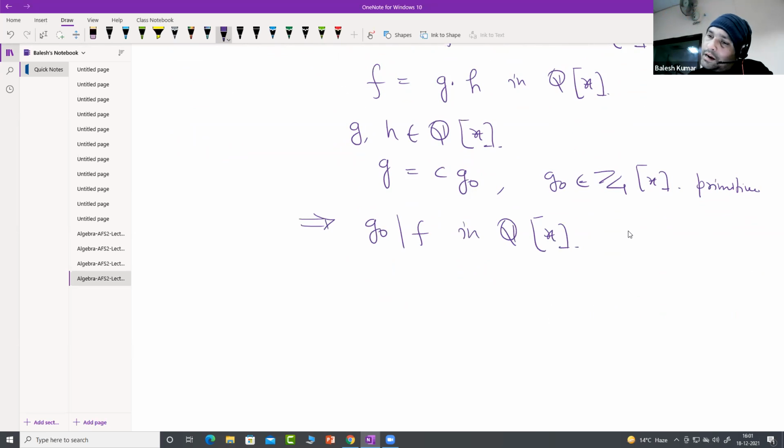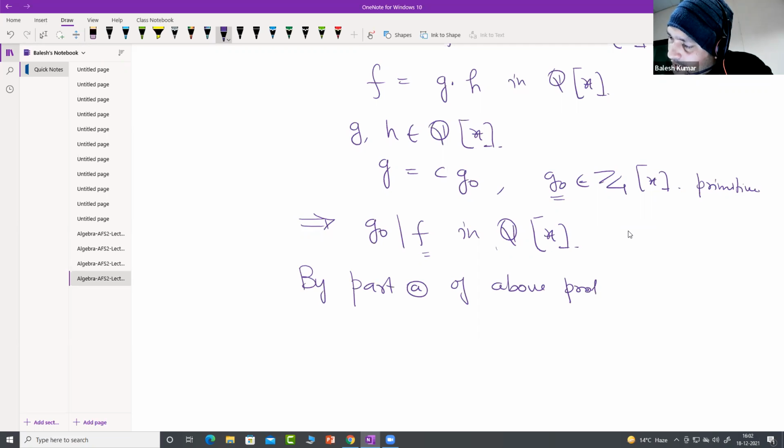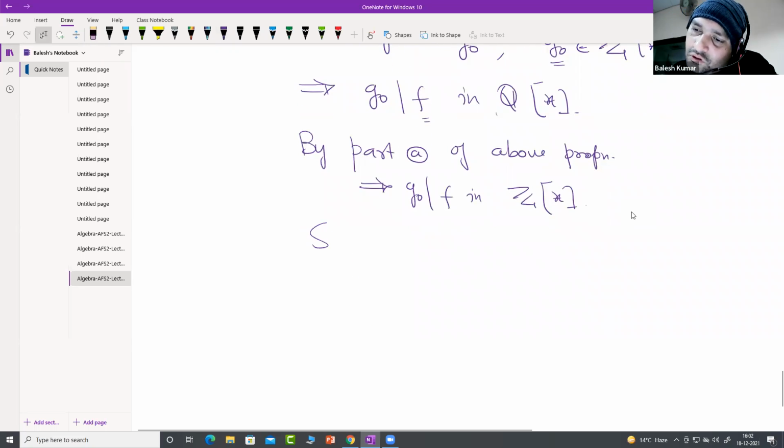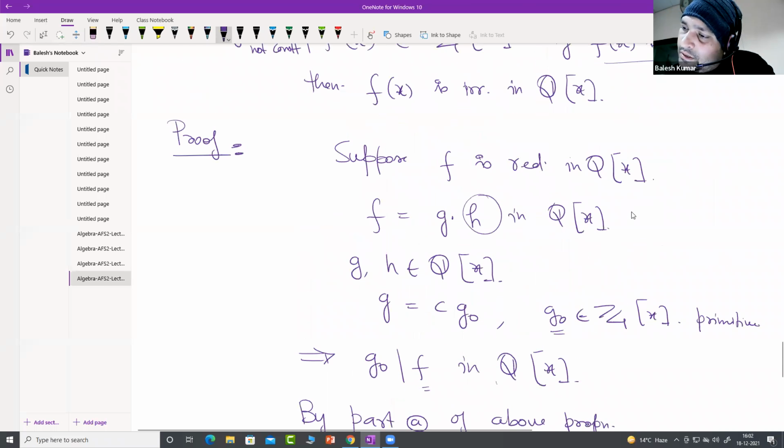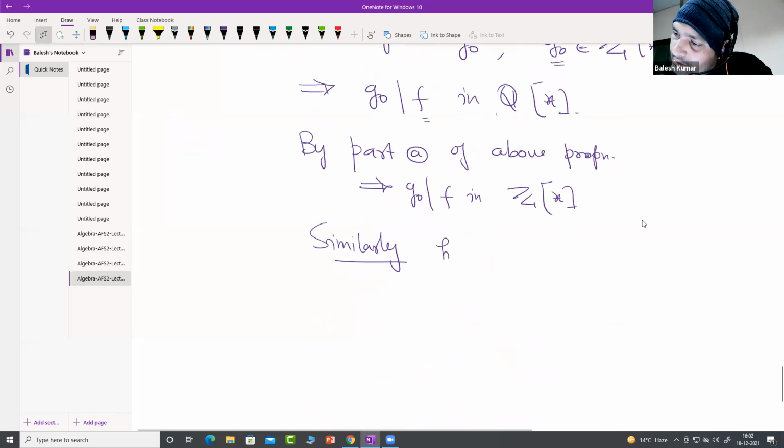As you can see, g0 is a primitive polynomial and f is an integer coefficient polynomial, and this divisibility happens inside Q[x]. Then by part A of our proposition, this implies that g0 divides f in Z[x]. Similarly, you can also prove that h0, the primitive polynomial associated with the factor h, divides f in Z[x].